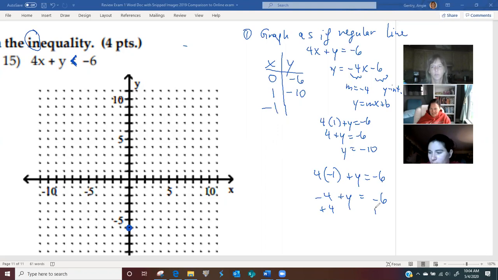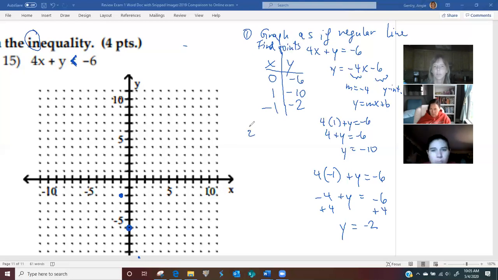Plus 4, plus 4. So y is negative 2. So this is just me finding points. Negative 1, negative 2. And then this goes in line with my 1, negative 10. If you think about it, it would go down here somewhere, off my graph a little bit. Doesn't matter. And then before you graph it, step 1 is graph as if it's a regular line, or find the points. Find the points is really what I'm talking about.